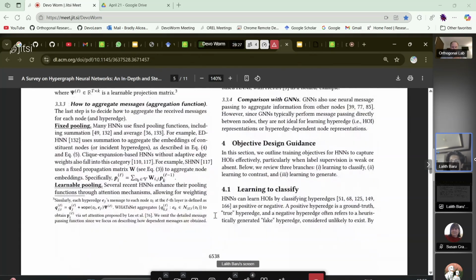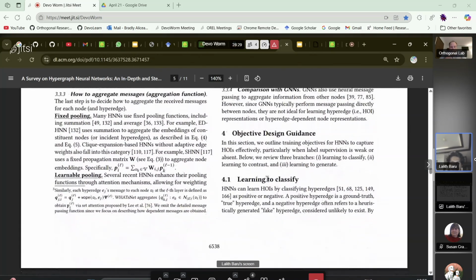In the objective function, this paper mostly focuses on three tasks. One is learning to classify. Say we build a hypergraph and we say that these set of nodes actually correspond to sentential cells. In order to do that, what is the correct objective function?